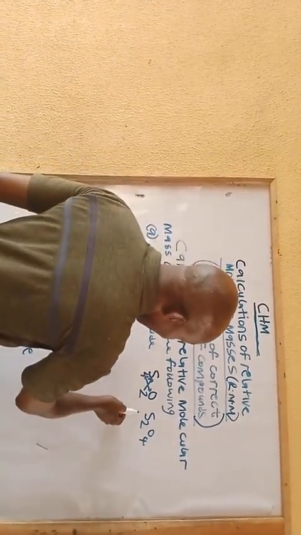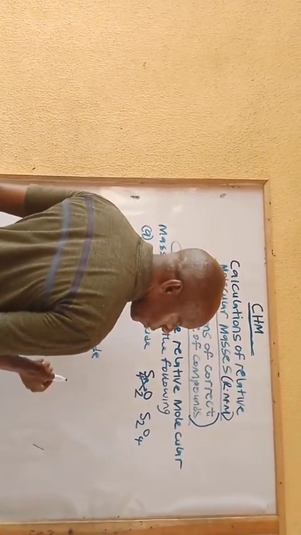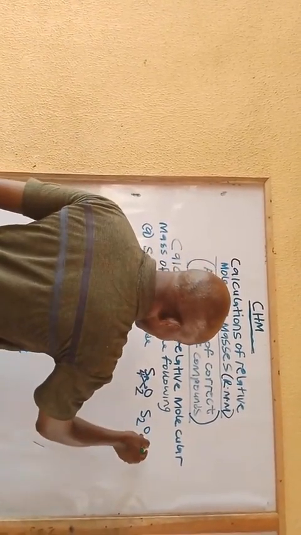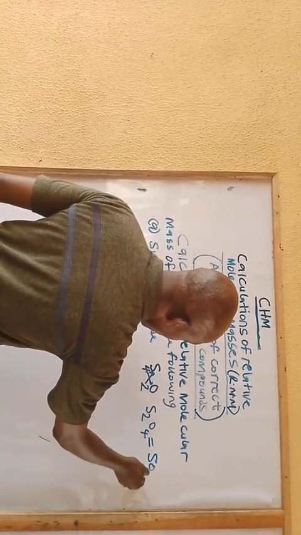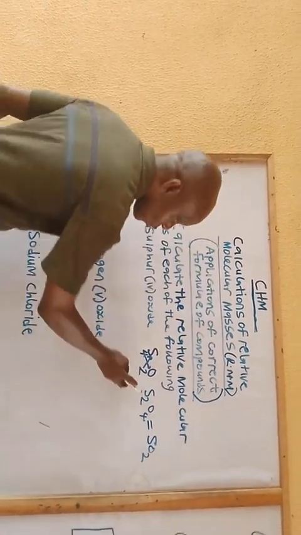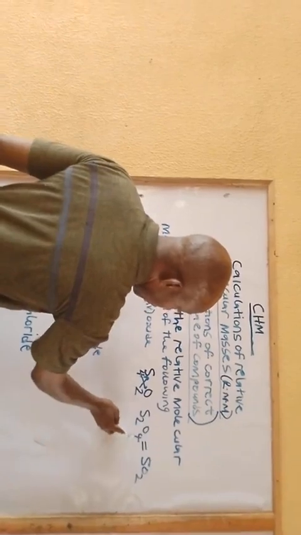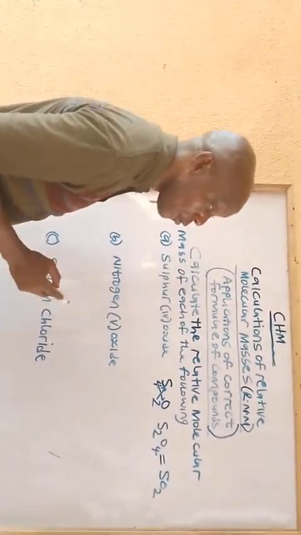Then we simplify the number of atoms to their simplest terms, and that will give us SO2. 2 cancels 2, 1; 2 in 4, 2. Sulfur 4 oxide is SO2.